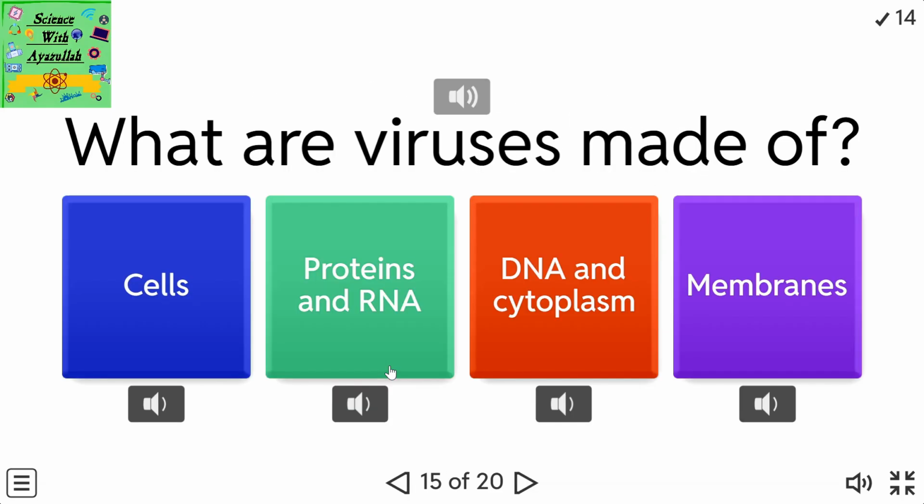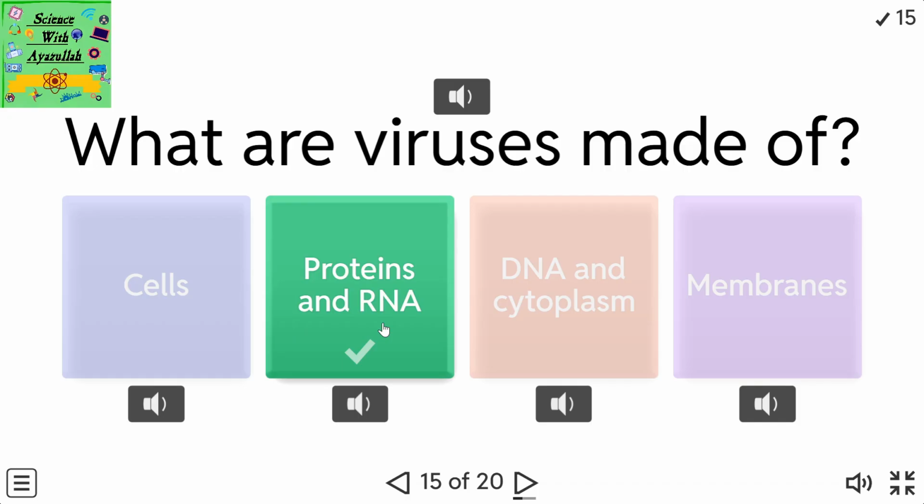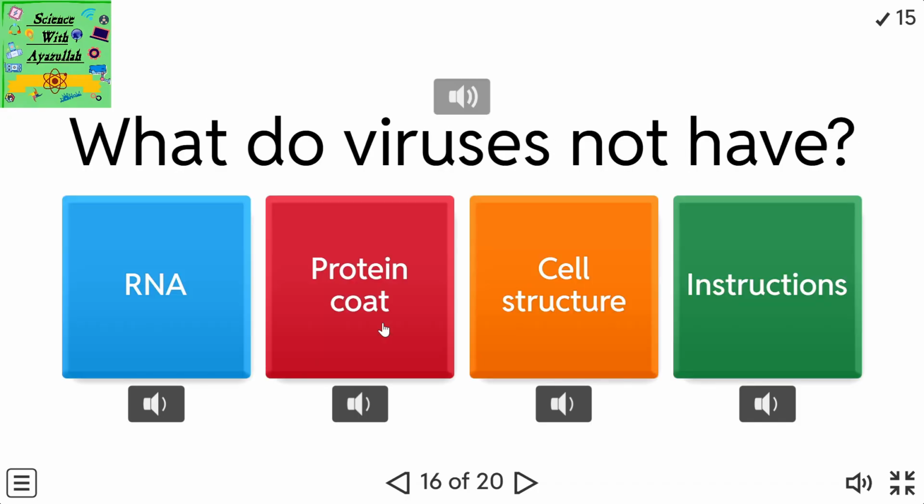What are viruses made of? Cells. Proteins and RNA, DNA and cytoplasm. Membranes. What do viruses not have? RNA. Protein coat. Cell structure. Instructions.